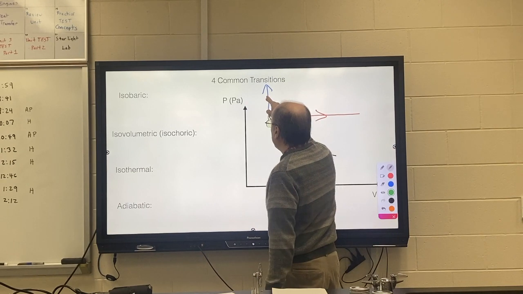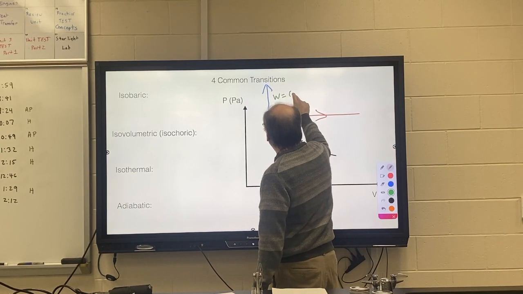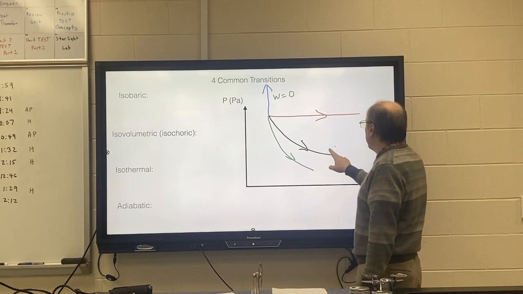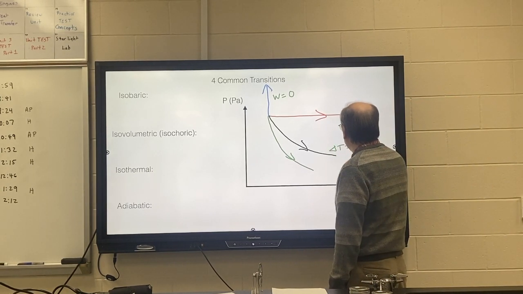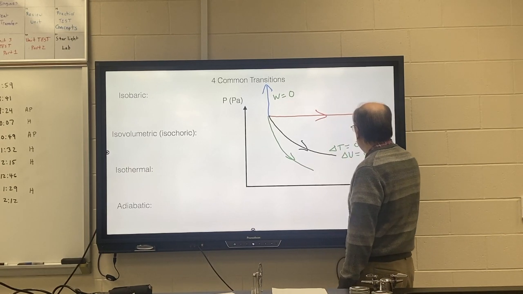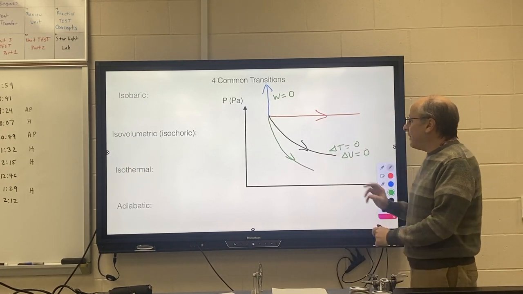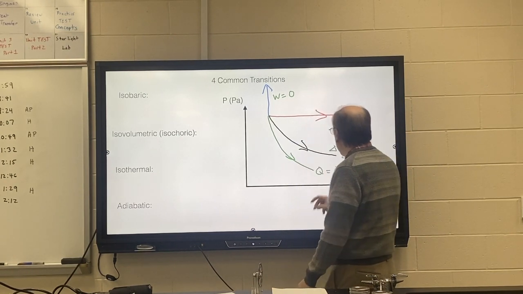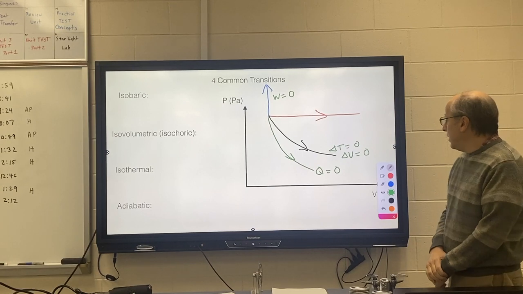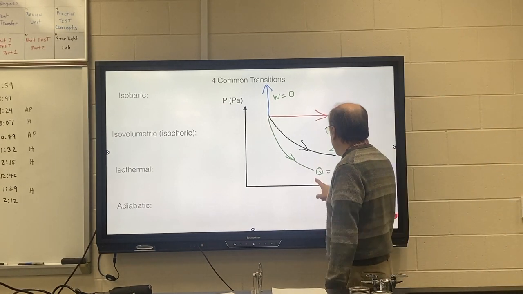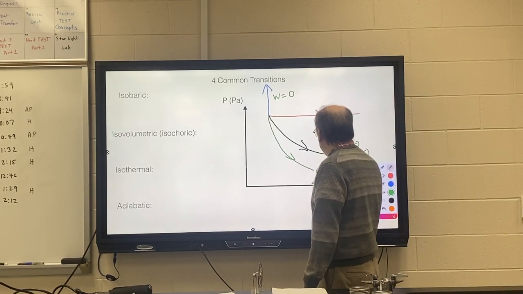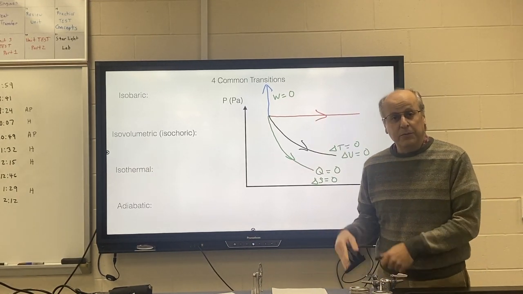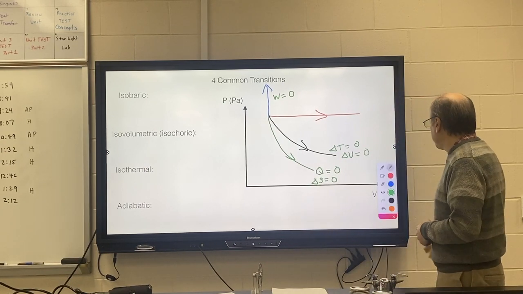Okay, with the isovolumetric, since there's no change in volume, the work is 0. With the isothermal, there's no change in temperature, so that means the internal energy change is 0. And finally, the adiabatic, your heat is 0. Okay, on that one, you have no heat entering or exiting the system. So for that process alone, you're going to have no change in entropy, because entropy was heat divided by temperature.